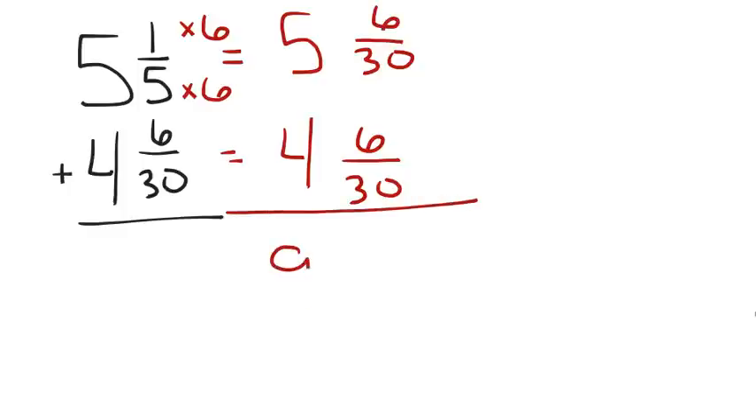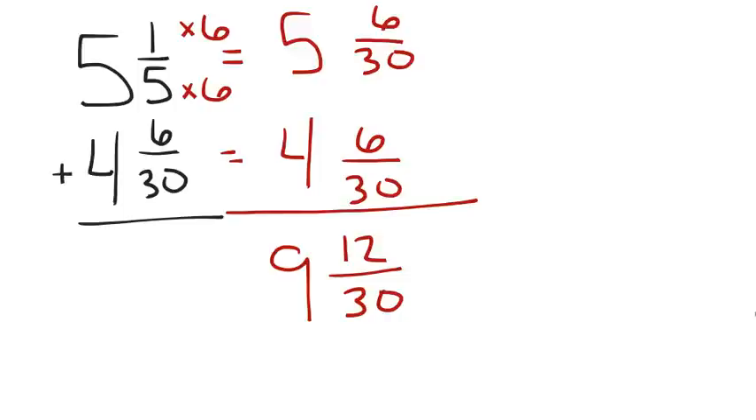Then we add our whole numbers. 5 plus 4 is 9. 6 plus 6 is 12. And remember, our denominator stays the same. So we have 9 and 12/30ths. Now you could simplify that. And 12 and 30 share a common factor of 6. So it would be 2/15ths. Okay, you should always simplify your fractions unless it tells you not to do so.